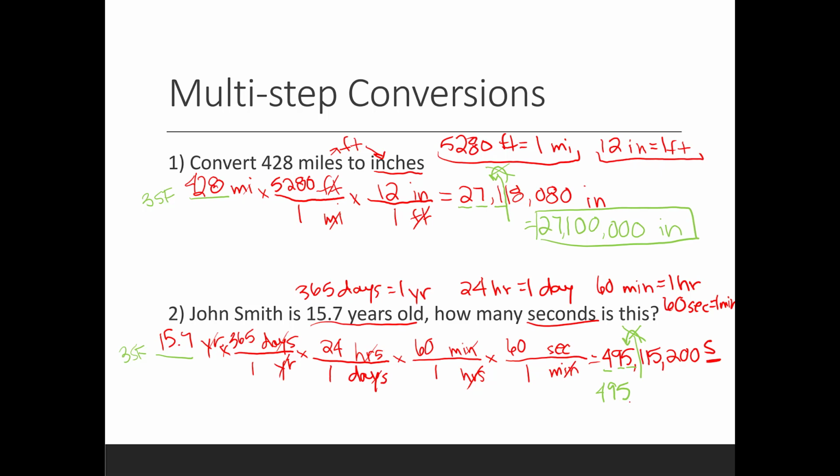Nope, just like in the last problem, after we cut off our sig figs, we still have to add all of those zeros in order to keep the right size number. We don't want to say that there are 495 seconds in 15.7 years. That doesn't even make any sense. All right, that last step is always to check that your answer makes sense, and we know that ours does. We are expecting a lot of seconds in 15.7 years.